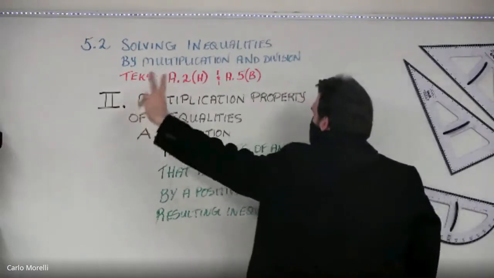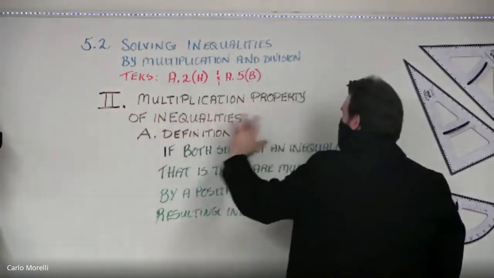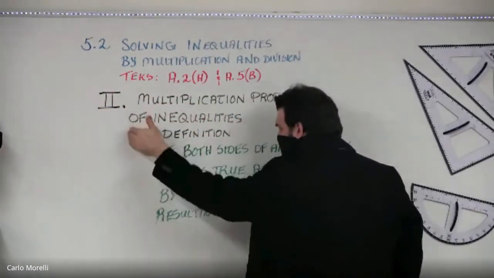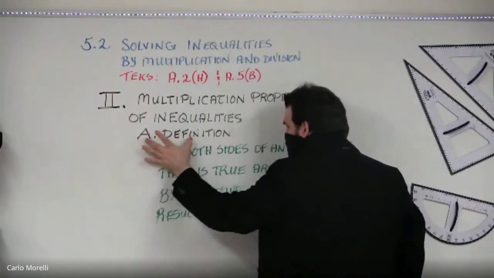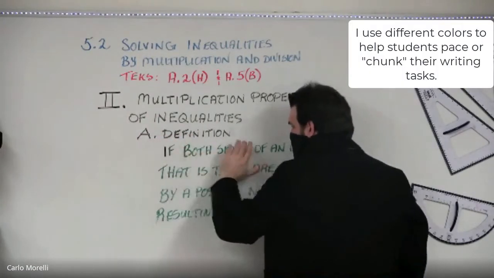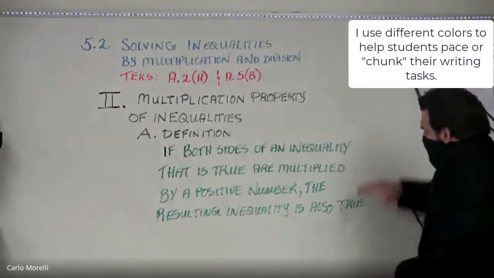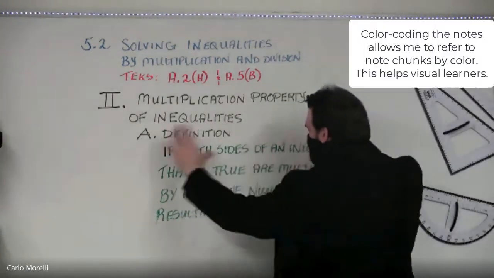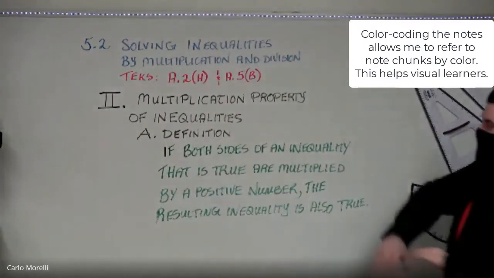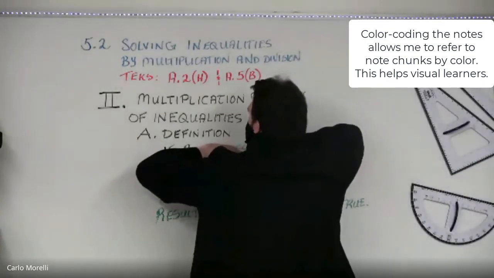Write down Roman numeral 2 and then multiplication property of inequalities, and then do an indent, and then do a big A dot definition. Do not write the green. Do not write the green. Here's what you're doing. You're just doing the black part. Just write the black.